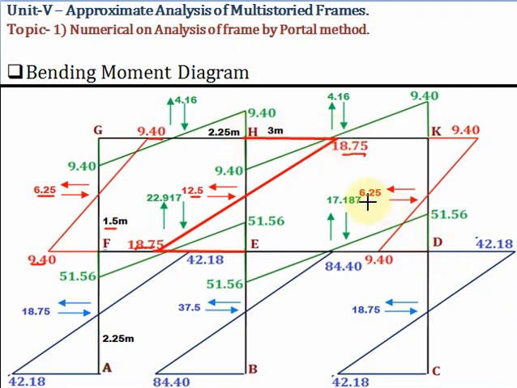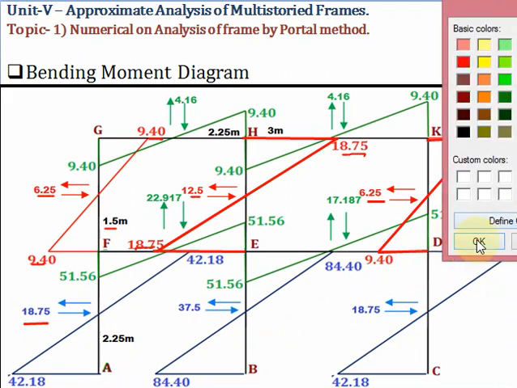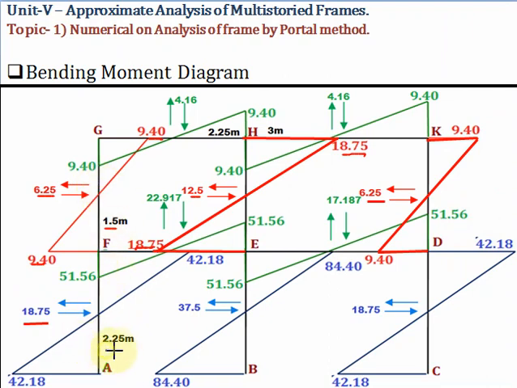Okay, here what is the force? 6.25. Yes or no? So 6.25 into distance is what? 1.5. So we are getting 9.4. Okay, here also 9.4. Again join it by a straight line like this. Okay, now for the lower story, now here what is the force? 18.75. So 18.75 multiplied by the distance 2.25. So 18.75 into 2.25, what value are you getting? 42.18. So here also we are getting 42.18. Okay. So join this by a straight line.